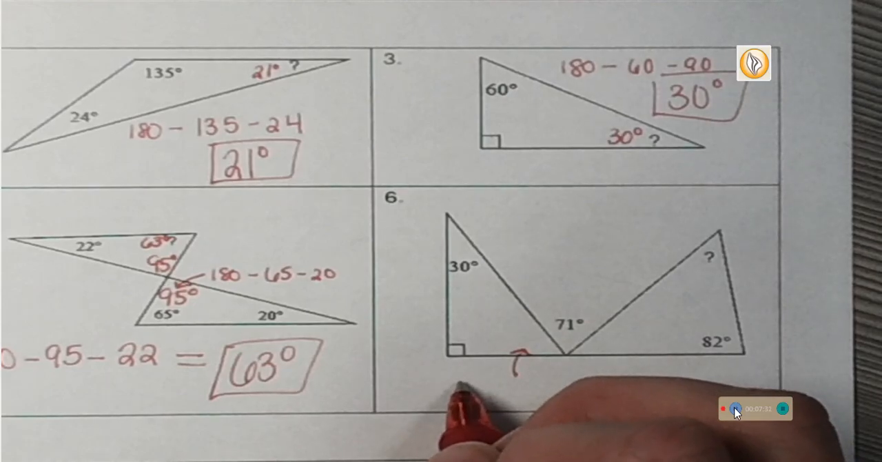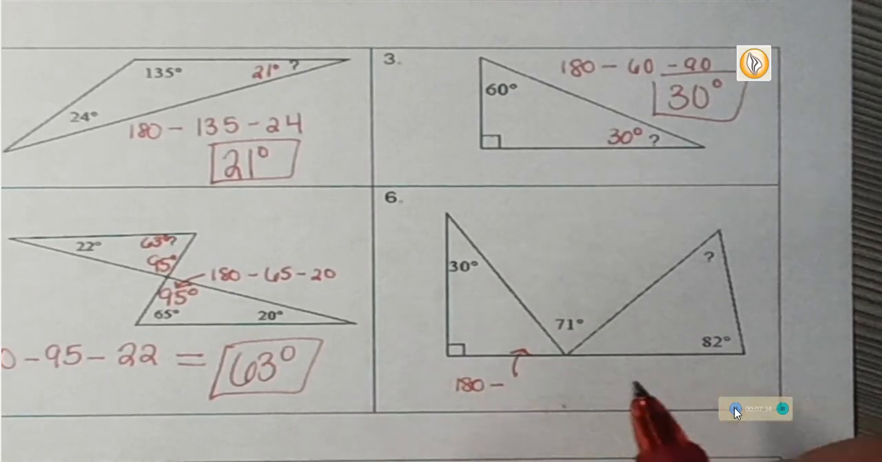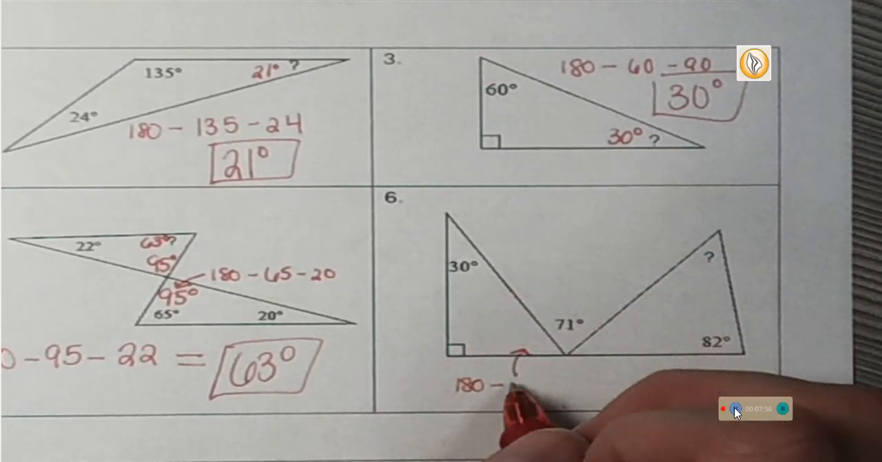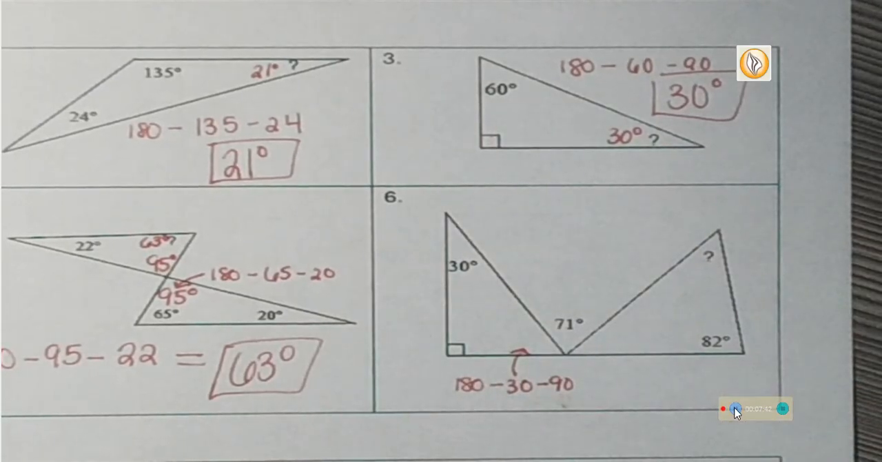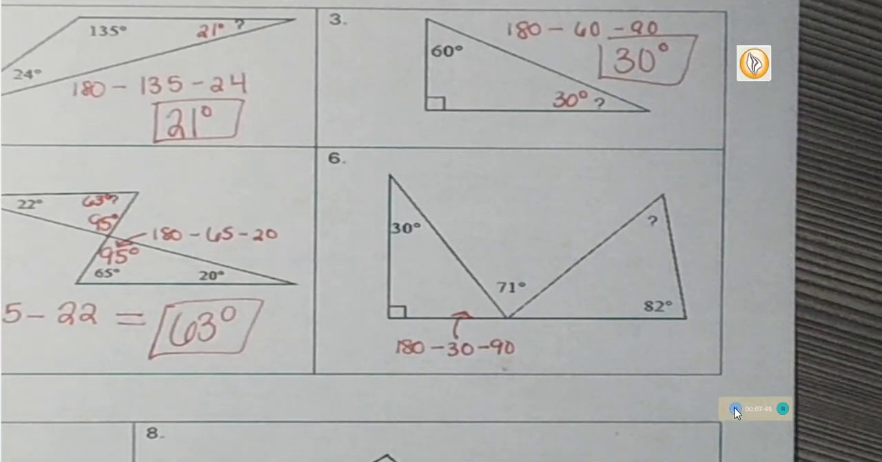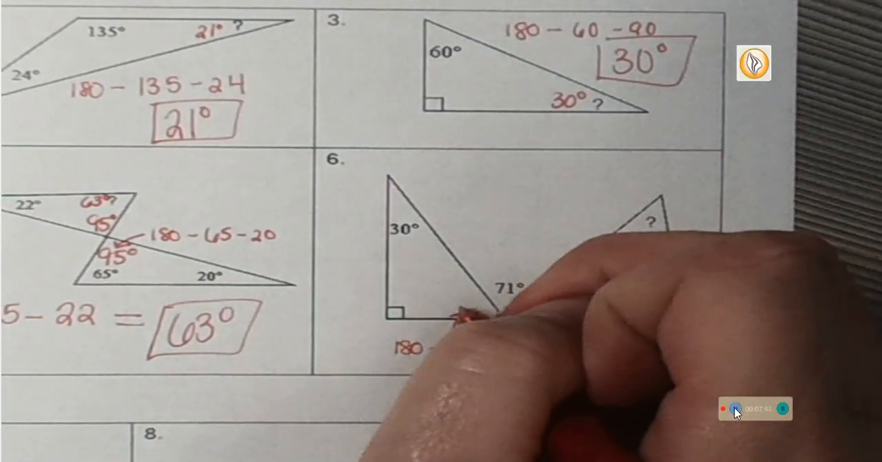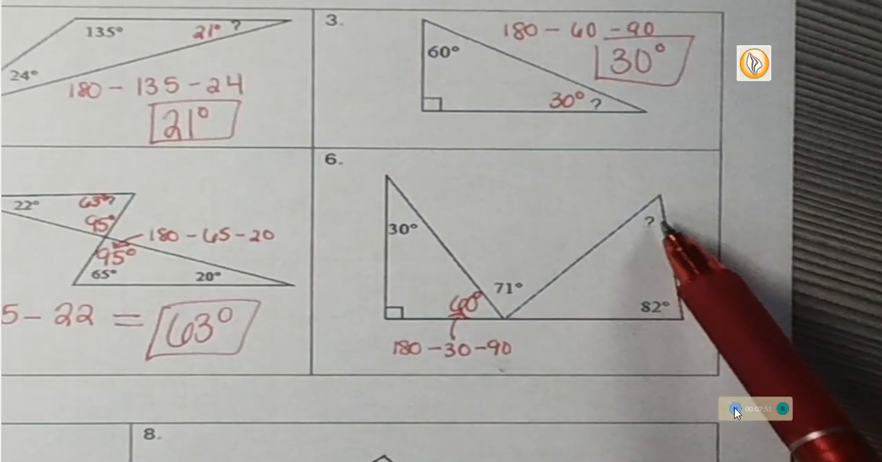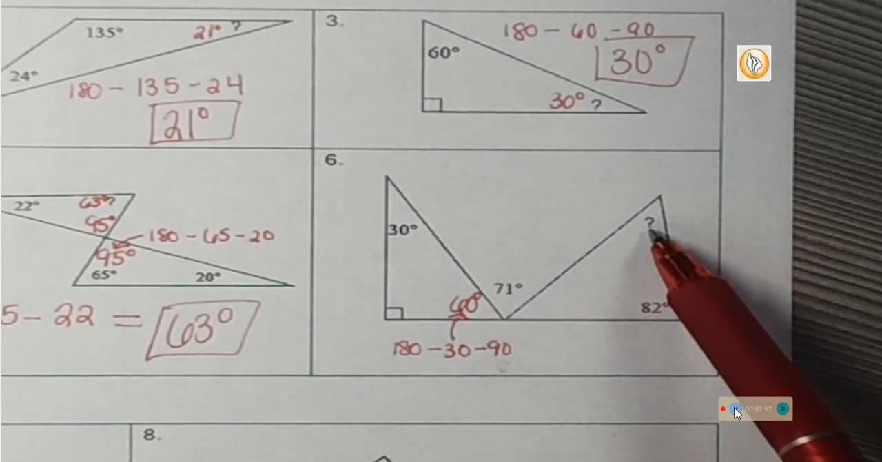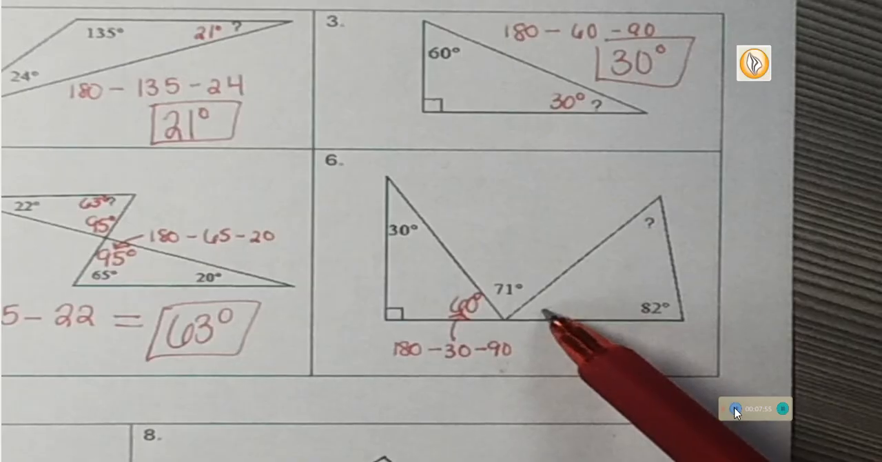To find that angle, I'm going to take 180 degrees. I'm going to minus the 30. And what else do I have to minus? The 90, because that's a 90-degree angle. So 180 minus 30 minus 90, what's that give you? 60 degrees.